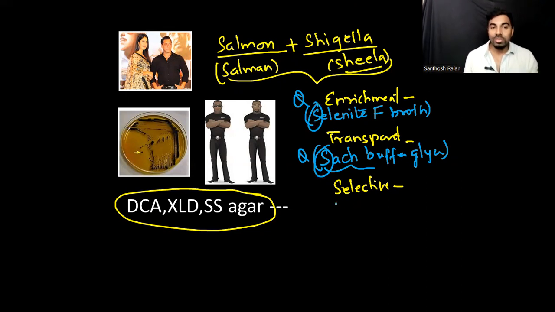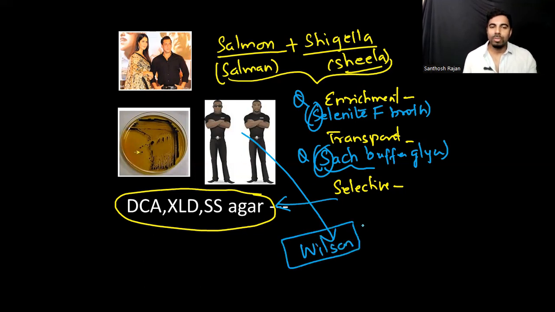Selective media is the same for both. DCA, XLD, yes. Salmonella, Shigella, they're always together. But there is one difference. What is it? Who is this? Mr. Wilson. Mr. Wilson is a bodyguard, only for Salmanji. Okay, only for Salmanji.